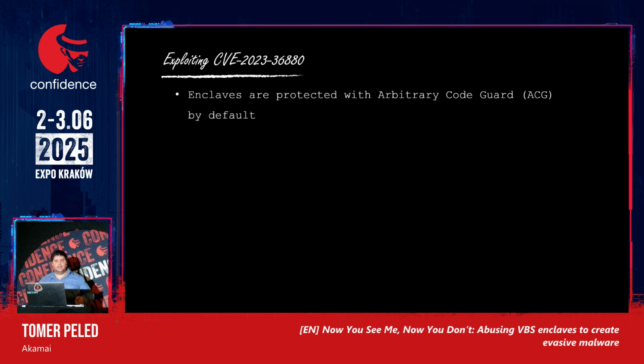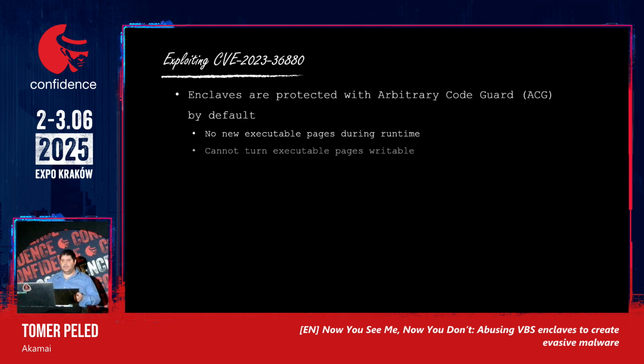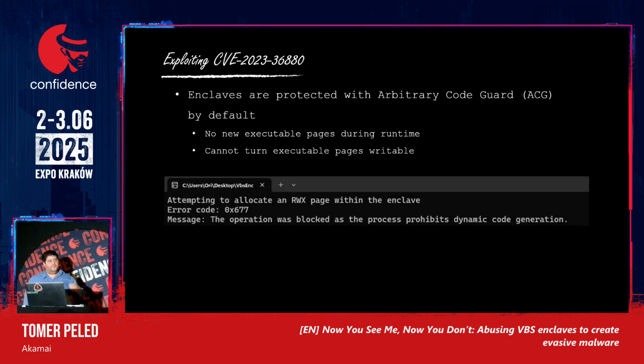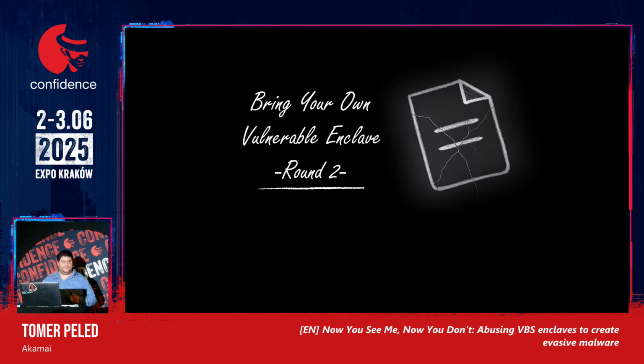And this is because enclaves are protected by ACG, or arbitrary code guard. This means that no dynamic code can be executed during runtime, and also no pages can be turned into an executable page or a writable page. So if you try to play with it, this is the error message that you will actually see, and we figured that we need to take another path. But at this point, we were really struggling because we had a really cool primitive, and we wanted to make it work. So it leads us to round 2.